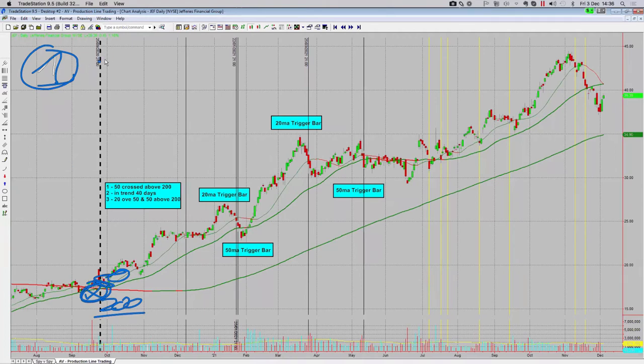So the first rule is the 50 needs to cross above the 200. Again, we're just going to focus on the bullish side and we'll take it from there. The next thing we want to do is wait a period of time. Now, up until this week, I would previously have said we're going to wait 40 days. And for any of our long-term viewers, they all know that it's been 40 days for about 12 to 15 years. I've said that for a long, long time.